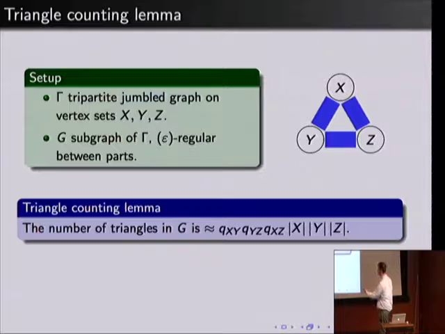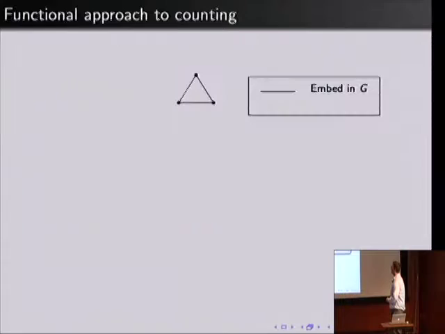So what you want to show is that you have this big graph gamma, and then you have this subgraph of gamma. And gamma is sufficiently jumbled. You don't know anything about G except that it's epsilon regular between the parts. You know that gamma is jumbled between the parts. And the triangle counting lemma tells you that the number of triangles in G is approximately what you expect based on the edge density between the pairs and the sizes of the various subsets. So that's the setup. And then here's the proof. This is the proof idea, and there's some important lemmas which I'll tell you about without going into detail.